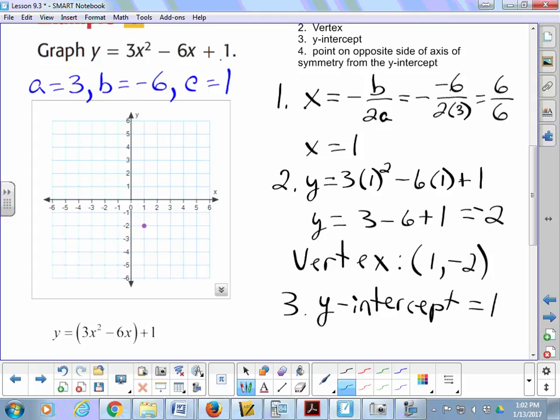All right. And then the third thing, it says to identify the y-intercept. We know that's c, so that's just going to be 1. Some people, if you prefer to think of it as a point, then put the point 0, 1. That's okay if you do. So we graph the y-intercept. After we have graphed the vertex, put a dot on the y-axis at positive 1.